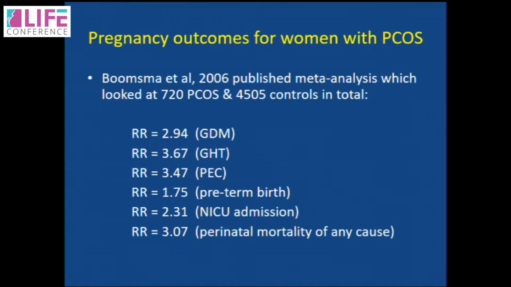Boonstra et al. in 2006 published a meta-analysis which looked at the pregnancy outcomes for women with PCOS, and the numbers were fairly substantial. It looked at 720 PCOS pregnancies and more than 4,500 controls. I've listed the relative risks there: for GDM it was up to about 3.0, gestational hypertension was 3.67, preeclampsia wasn't actually that far behind at 3.47, preterm birth 1.75, NICU admission 2.31, and perinatal mortality of any cause was actually quite high at 3.07.